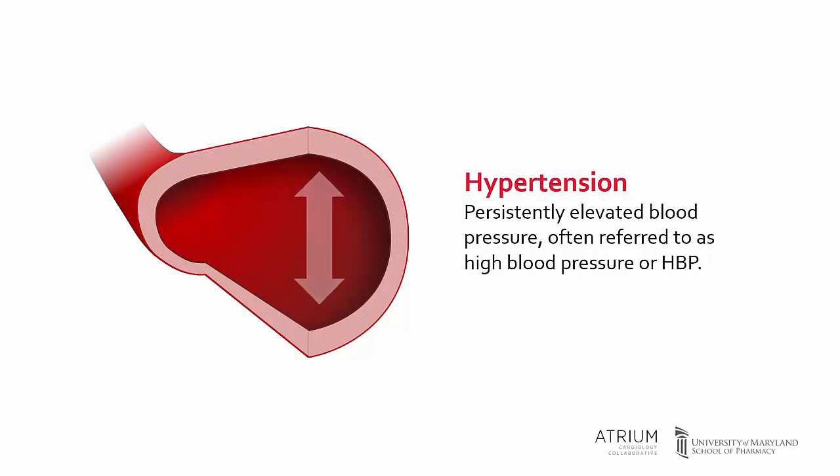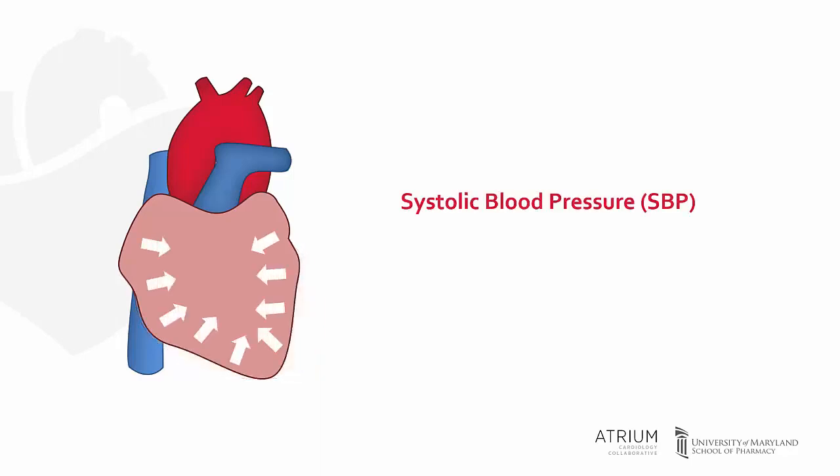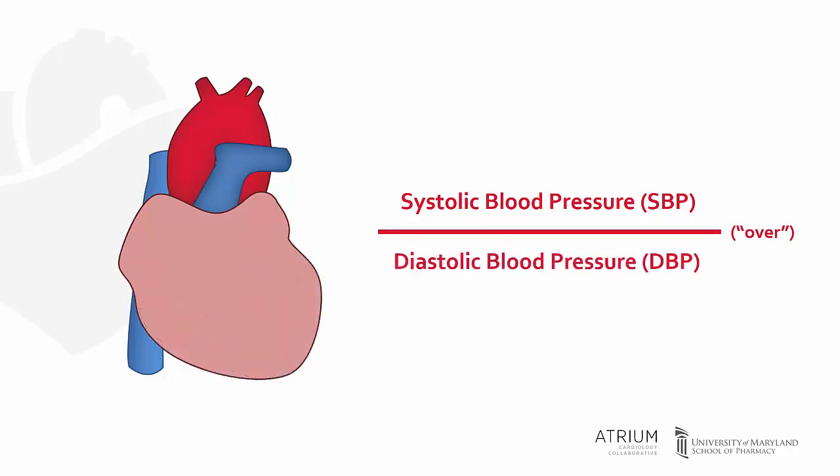Now, because most individuals do not have symptoms of high blood pressure until they have long-term complications, it's often known as the silent killer. So moving on to how blood pressure is described. Well, blood pressure is described in terms of the systolic blood pressure over the diastolic blood pressure. Now, the systolic blood pressure, or the top number, is the maximal pressure exerted by the blood, which occurs when the heart is contracting. Now, the diastolic blood pressure, or the bottom number, is the minimal pressure exerted by the blood, which occurs when the heart is relaxing.